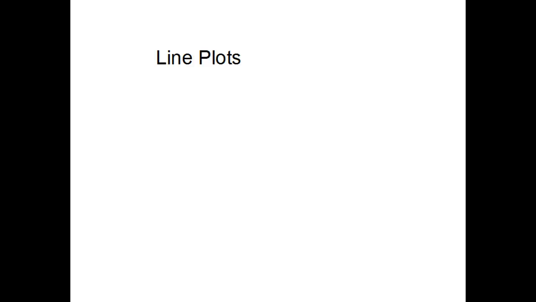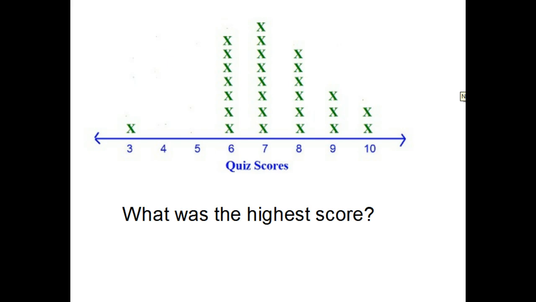This video should help you out with doing some line plots. So this is a line plot. As you can see, we've got some numbers on the bottom that are my quiz scores. So you've got a 3, 4, 5, 6, 7, 8, 9, 10. So it looks like this quiz probably went up to 10 points. And all of the X's are every time a student got that score, they put their X above there. It's sort of just like a tally chart, but with vertical lines.